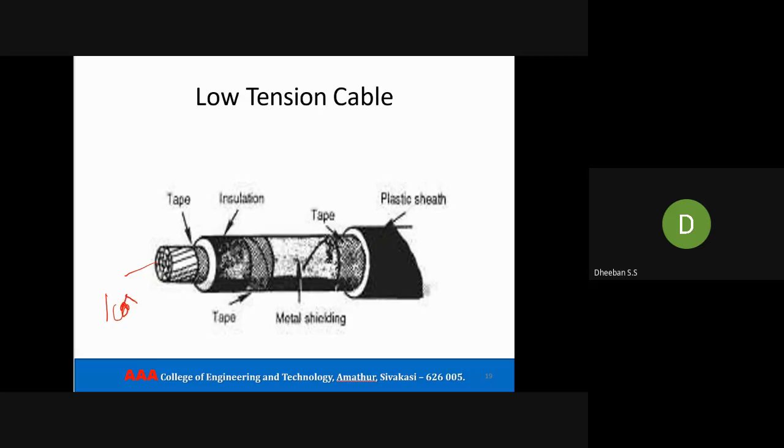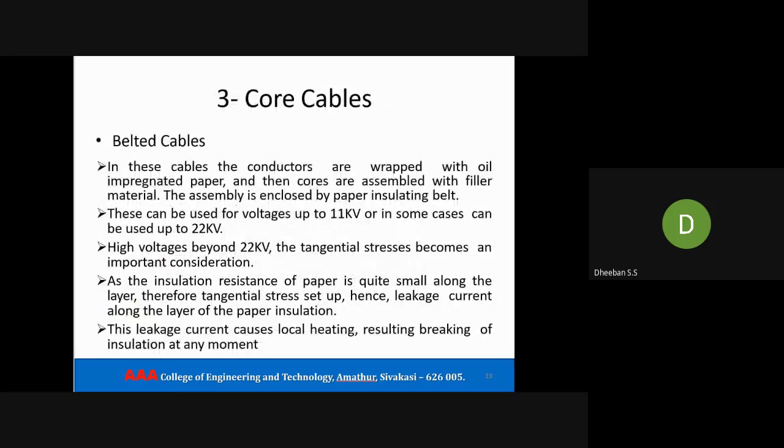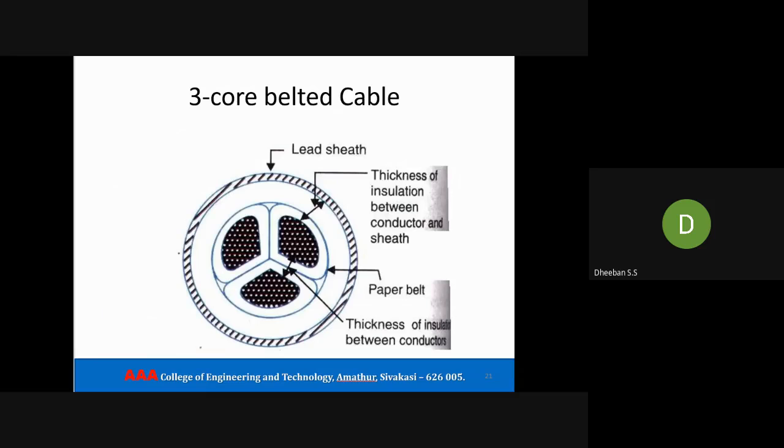So low tension cable, the cable that we have seen in the previous lecture, is a single core cable. Okay. So next is about the three core cable. In the three core cable itself, there will be belted cables. So for example, this is a three core belted cable. So this is how it looks. In the previous lecture, what I showed was a three core belted cable.